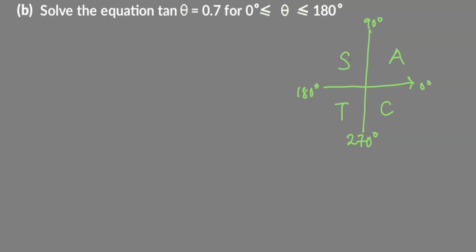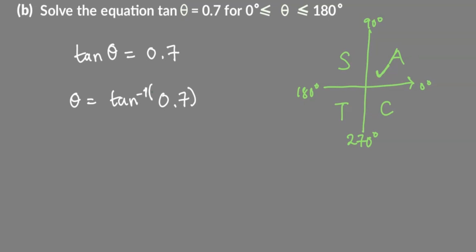Now, if we look at the restriction we've been given, theta should be between 0 and 180 degrees. It means the third quadrant, where tan theta is also positive, is not being considered. Therefore, the only answer we're going to have is the answer in the first quadrant. Tan theta is equal to 0.7. Theta is going to be equal to tan inverse of 0.7. We're going to have our calculator help us with finding the value of theta.